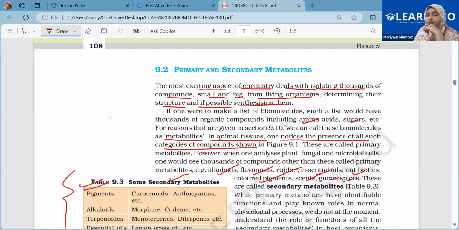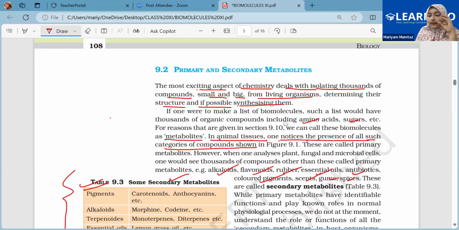In animal tissues, one notices the presence of all such categories of compounds. See, metabolites are those compounds that are found in the body of the living organism, whether it is a plant or an animal. Now, the ones that are involved in the structural and body aspect of the organism are the primary metabolites, meaning without them the organism cannot exist. Whether it is a plant or an animal, it doesn't matter.